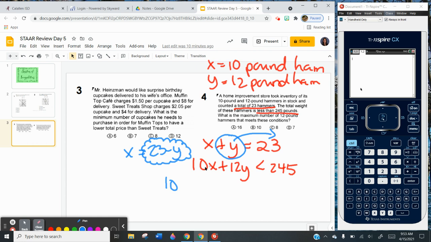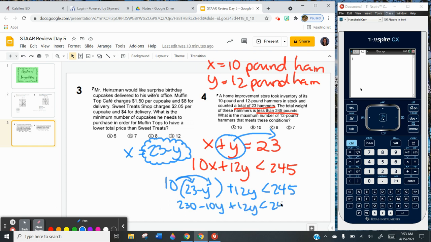So here's my 10. Instead of the x, we're plugging in 23 minus y, plus 12y is less than 245. This will tell me the maximum number of 12-pound hammers. So now we're going to work it out algebraically. So 10 times 23, that's 230. 10 times negative y, negative 10y, plus 12y is less than 245. So that is 230. Together, the negative 10y and positive 12y make 2y, less than 245.